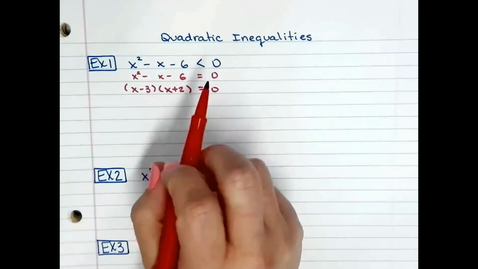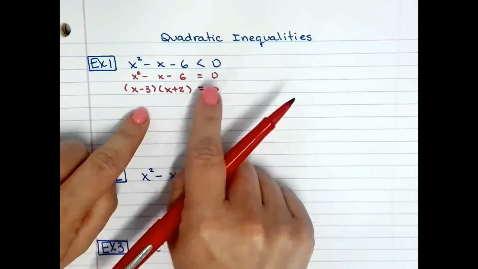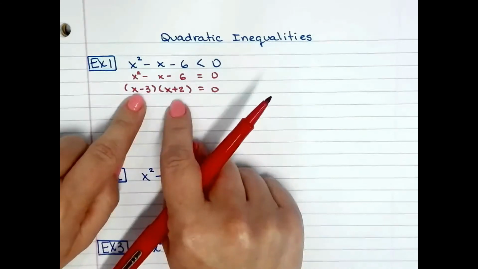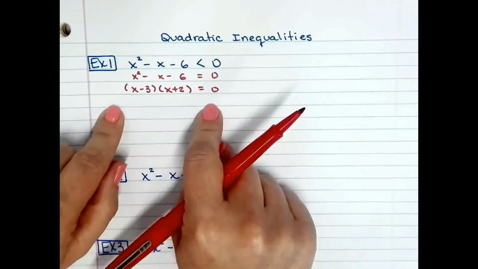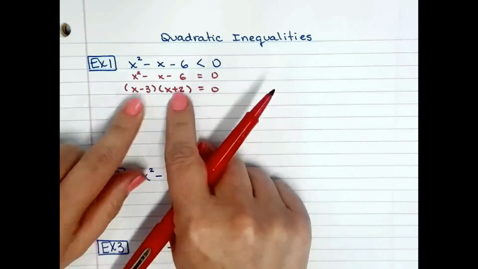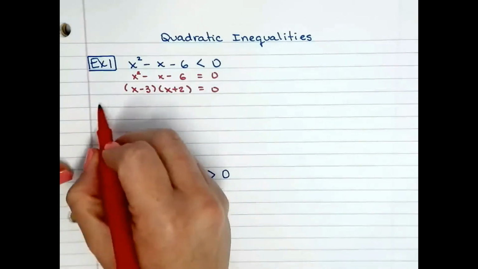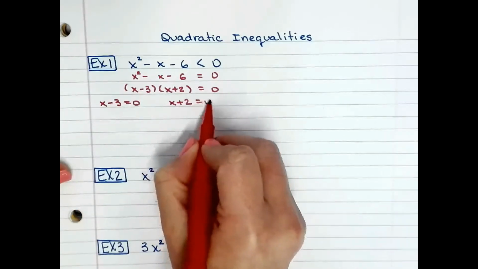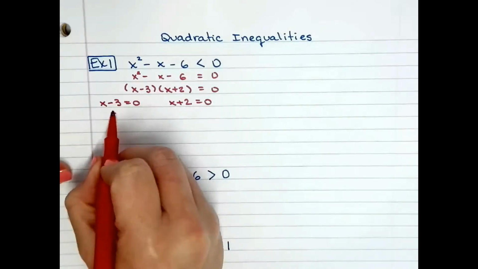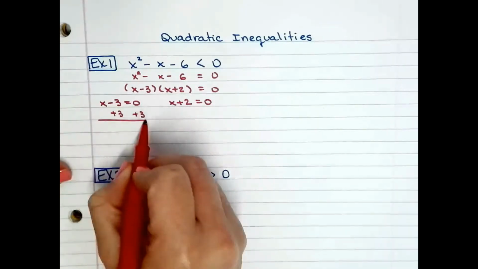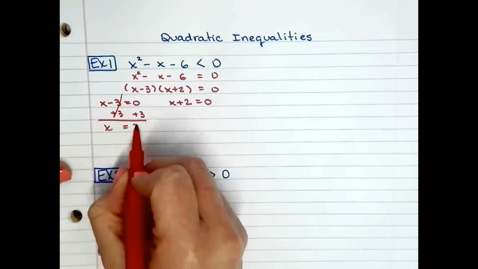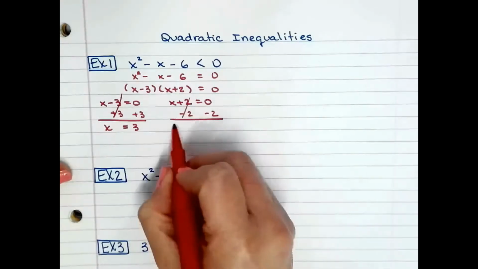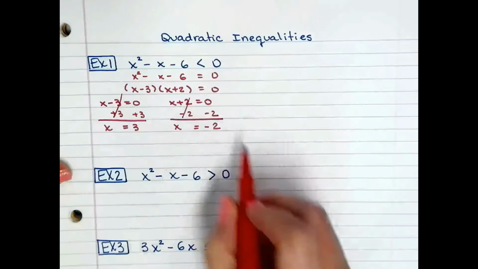Okay? So now, the next thing we need to do from when we did solving quadratic equations, the next step is to set each factor equal to 0 and solve. X minus 3 is a factor, x plus 2 is a factor. So here we go. So x minus 3 equals 0, x plus 2 equals 0. Add 3 to both sides right there. This is 0, so x equals positive 3. Minus 2 from both sides. This is 0, so x equals -2.